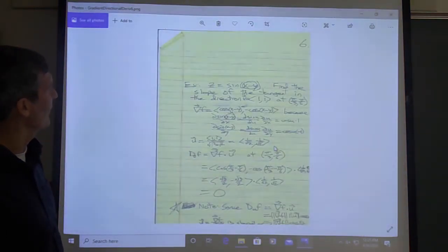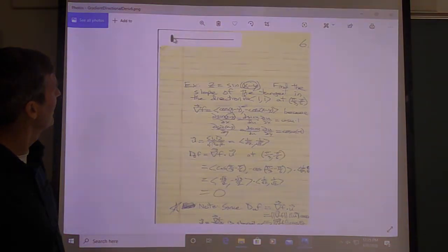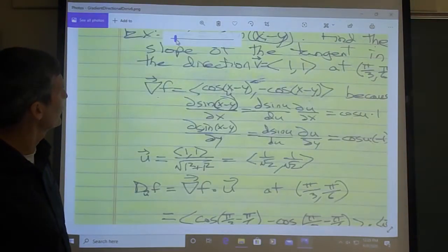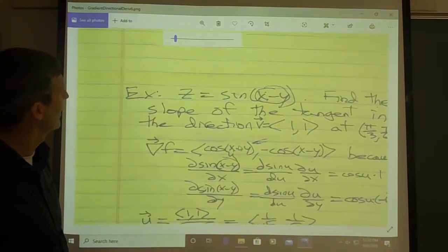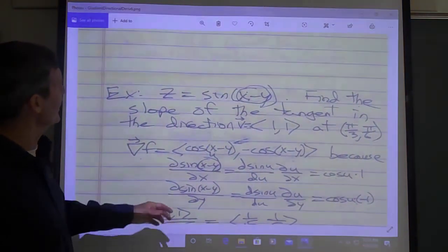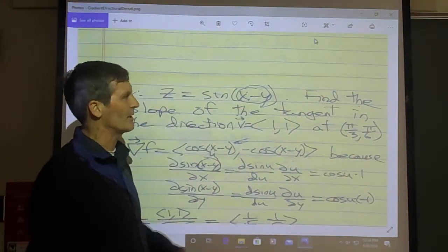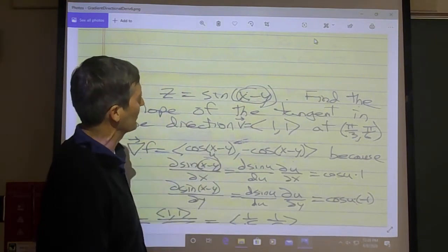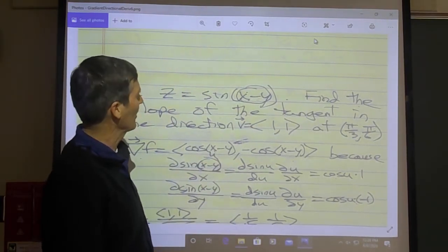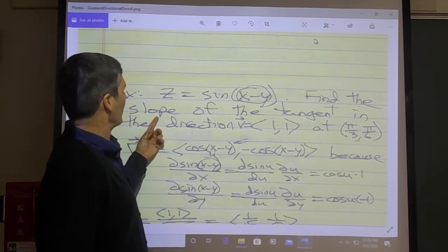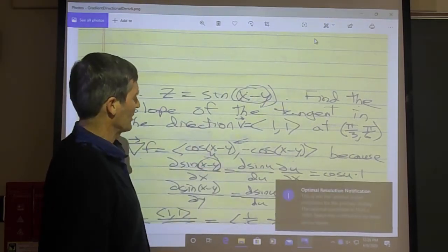So let's try that for this one. Suppose I wanted to find the directional derivative of the function z equals sine of x minus y. Well, it's kind of hard to draw probably. It oscillates up and down. You can actually draw this. But if you rotate the coordinate system, it's a lot easier.